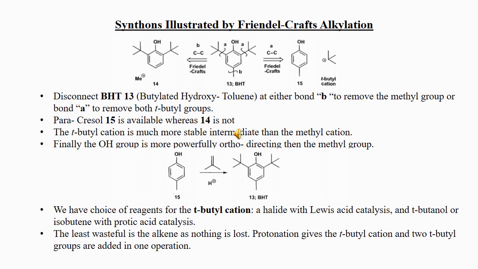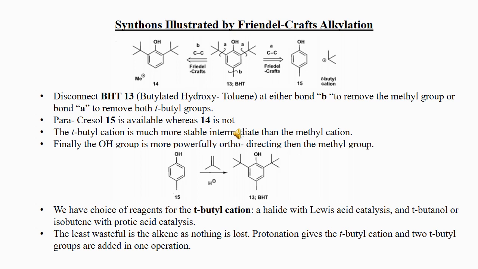If we want to disconnect, we can do the disconnection either by removing the methyl group, or a bond to remove tertiary butyl groups, or we can disconnect the bond to remove both tertiary butyl groups. If you look into structure 13, there is a disconnection labeled A in which tertiary butyl groups are being removed. In the case of disconnection A, both can be removed, and in the case of B, we shall disconnect the bond of methyl.